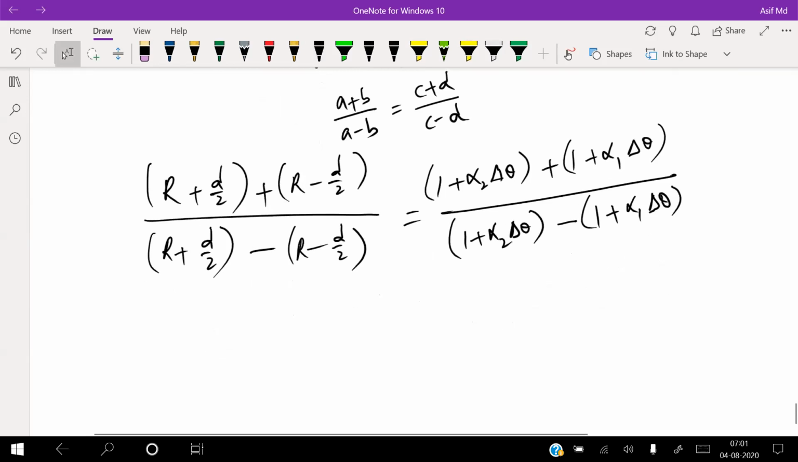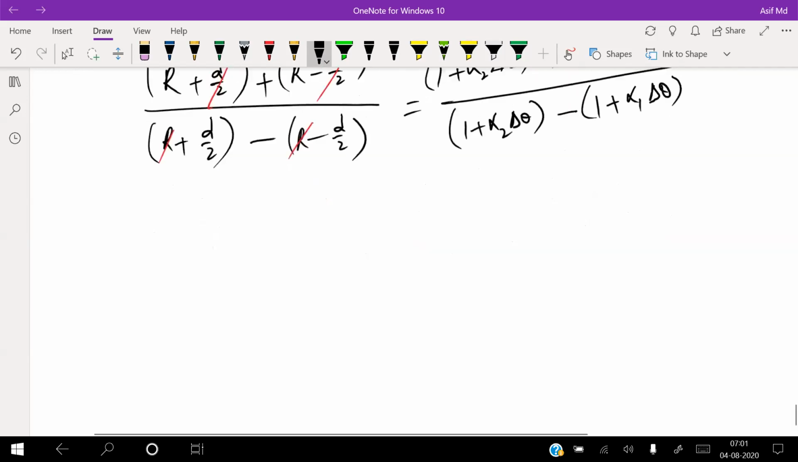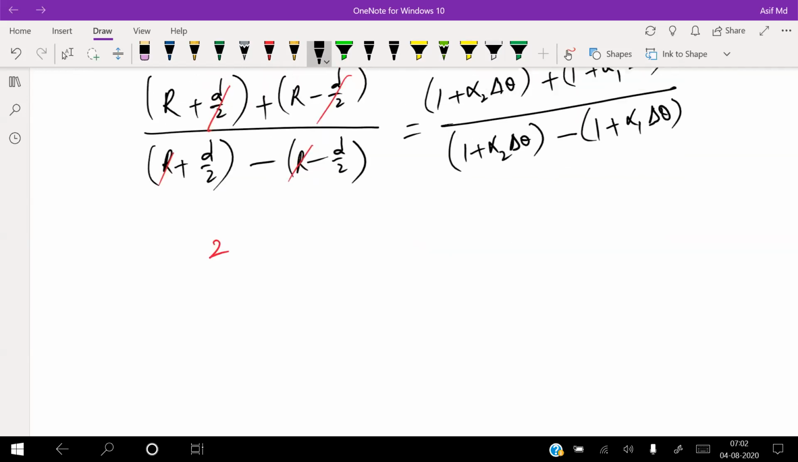See, if anything is getting cancelled in this one, you see right now. So this d by 2, d by 2 gets cancelled, and in this one, this r and this r will get cancelled. So if I am writing this, above will become R plus R, that will become 2R divided by d by 2, minus of minus plus d by 2. That means this will become d, because minus and minus is plus.